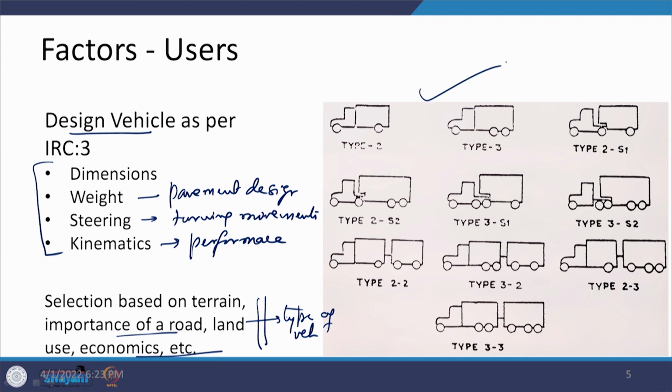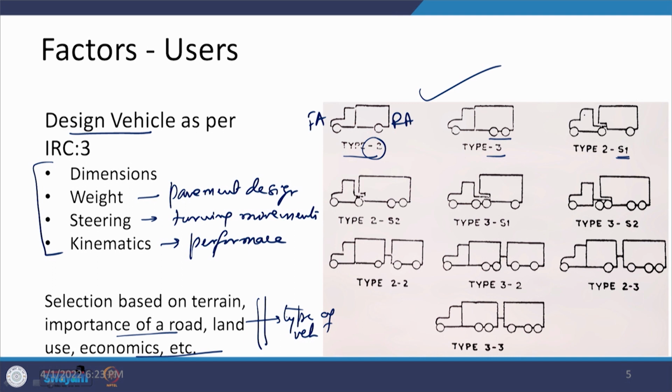Now, in this chart or photograph which is being given here, what you can see is that different types of vehicles have been shown. The first one, which is defined as type 2, means there is one front axle and one rear axle, and that is the definition for this type 2. When you say it is type 3, along with the one front axle, you are going to have 2 rear axles here. When you say it is type 2 S1, this S1 is actually a semi-trailer condition.